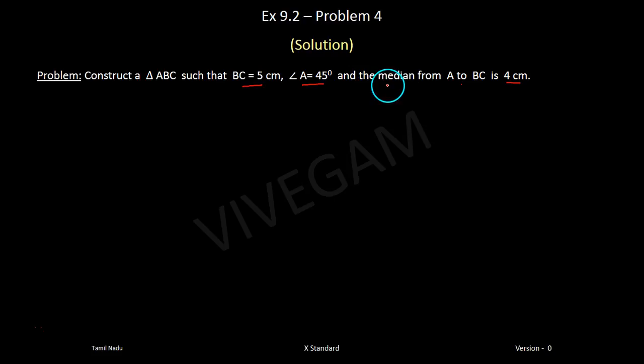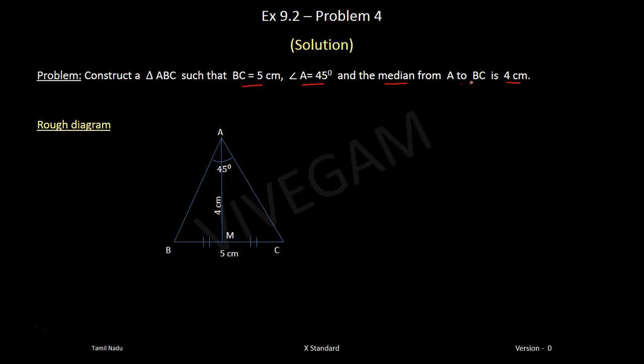Now can you pick up the difference? Earlier they told altitude, now they are saying median from A to BC is 4 cm. So that is the only difference, otherwise it's the same. Okay, let's make a rough diagram.